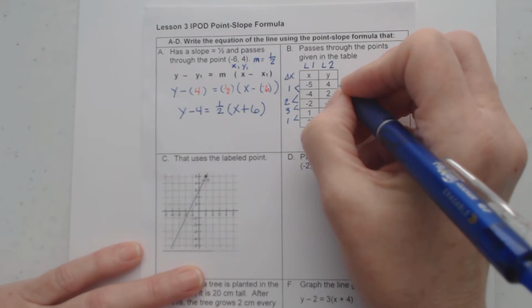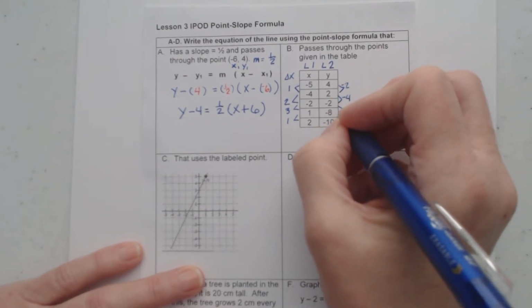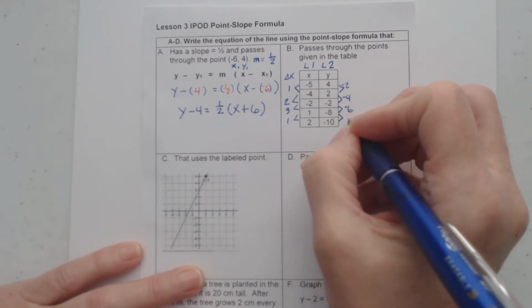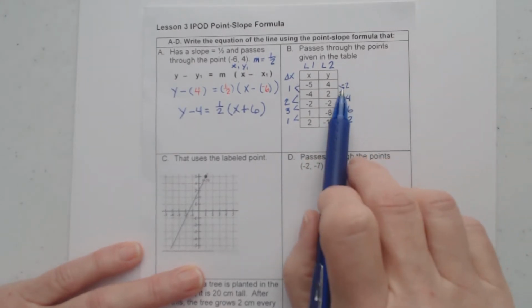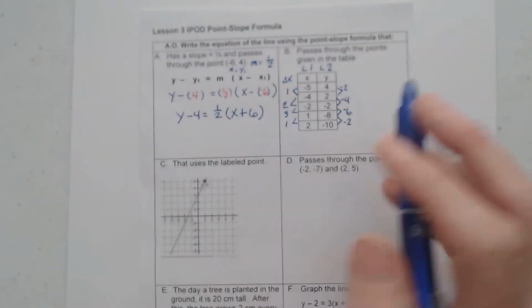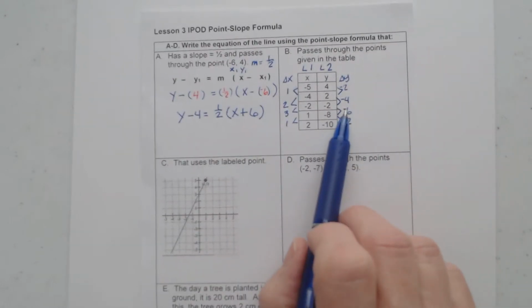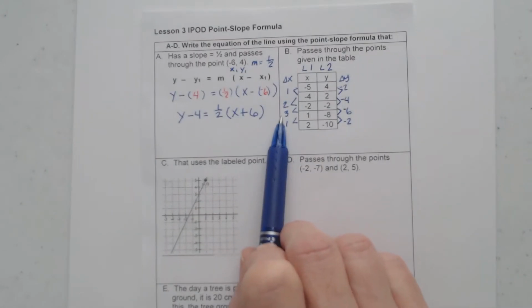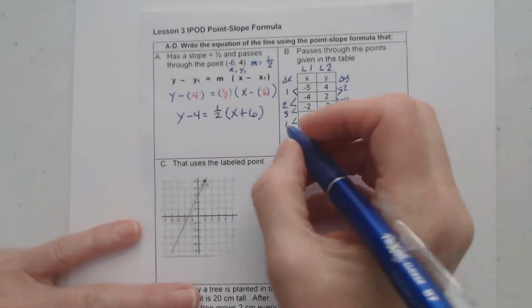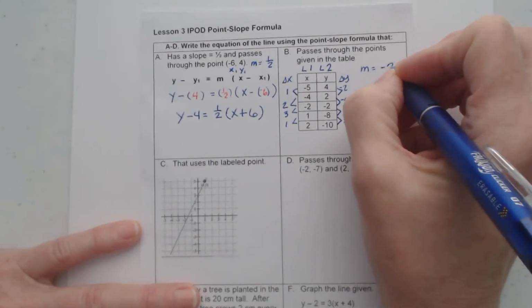On this side, I get a -2, a -4, a -6, and another -2. So -2 over 1 is -2. -4 divided by 2 is -2. -6 divided by 3 is -2. And -2 divided by 1 is -2. So my slope is definitely -2.